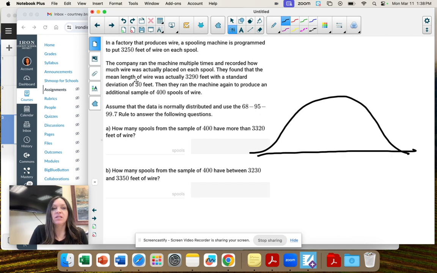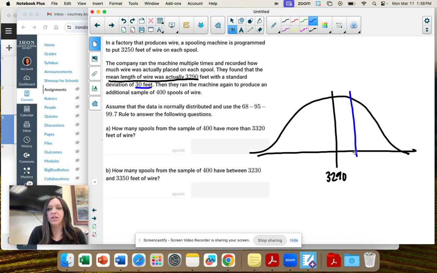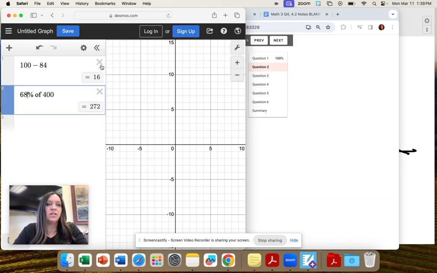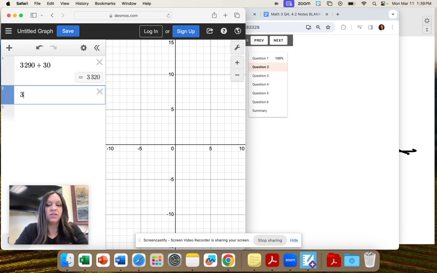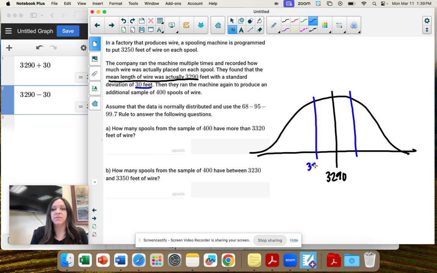So the mean is the middle. That's 3290. And then our standard deviation's 30. So that means we're going to add 30 and subtract 30 as we move along. So 3290 plus 30 and 3290 minus 30. So 3260 to 3320. And that's within one standard deviation. So that's 68% of the data.